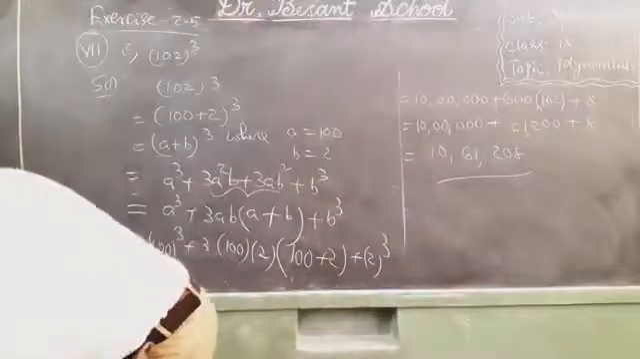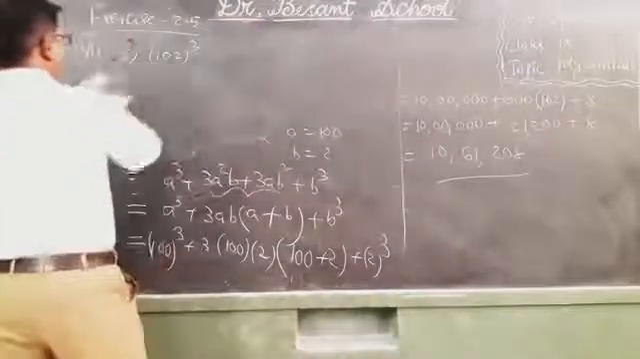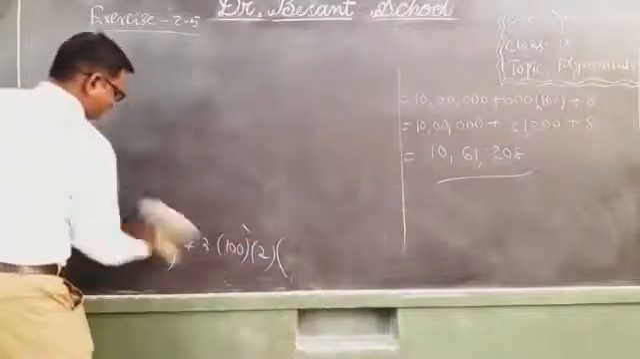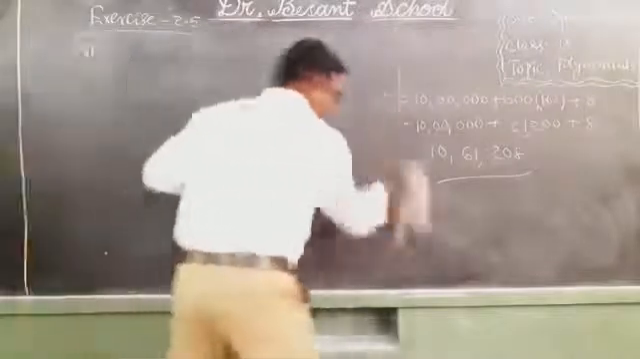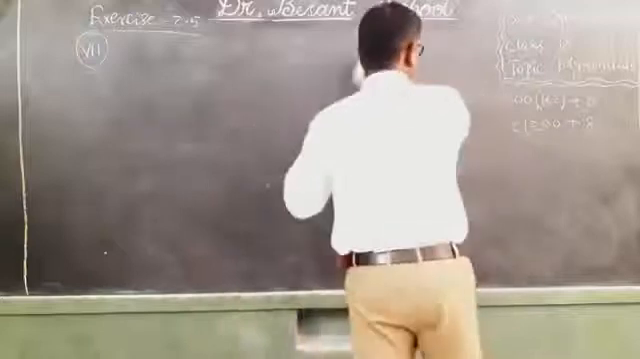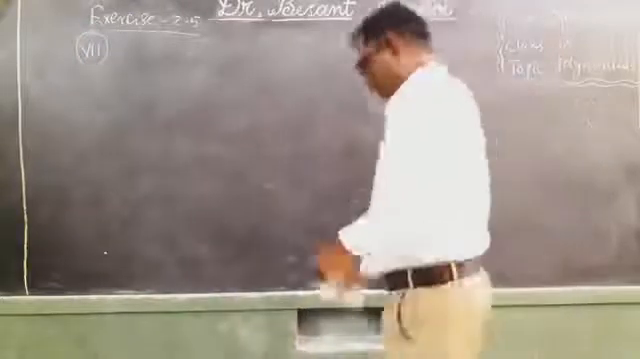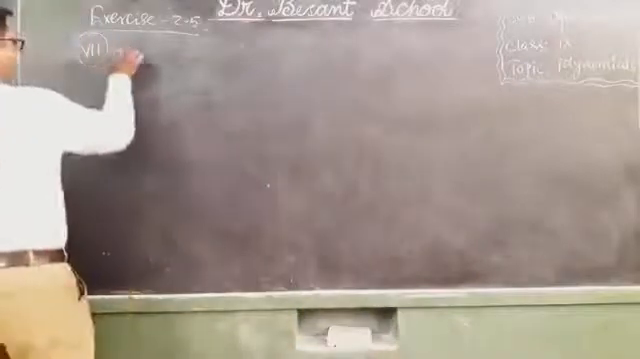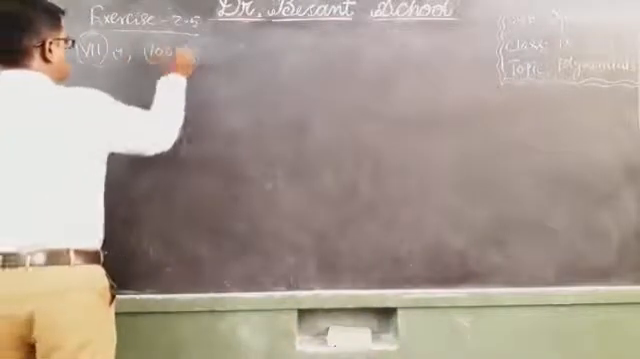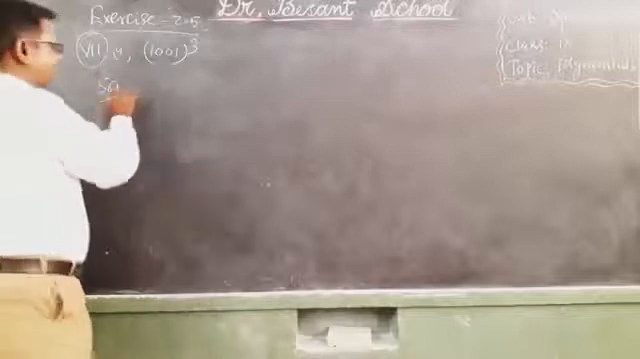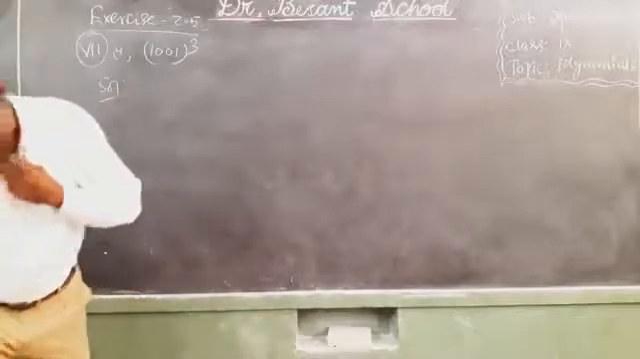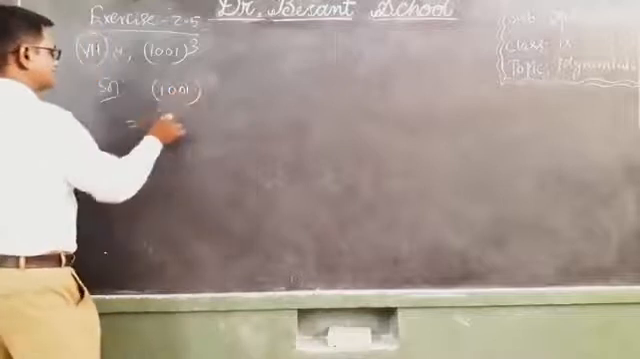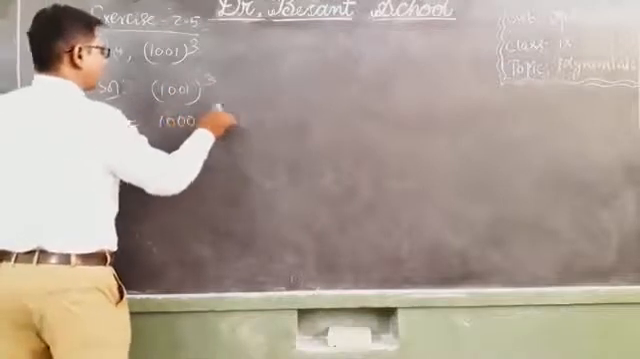Let me explain you one more problem from this Roman. That is the fourth one, 1001 whole cube. Children, you see 1001 whole cube, fourth one from the 7th Roman. Verify children, 1001 whole cube can be written as 1000 plus 1 whole cube.